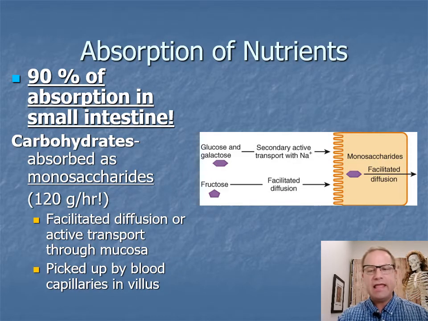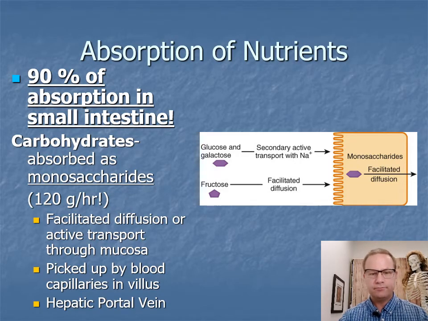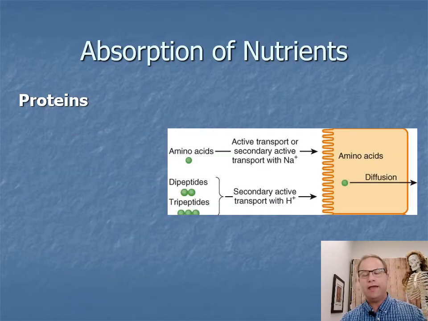And once it's on the other side of that absorptive cell, it's then going to be picked up by our blood capillaries. And once it's picked up by the capillaries, it's going to move towards the liver via our hepatic portal vein. Remember, the hepatic portal vein transports things between the capillary beds in the intestine into the capillary beds in the liver. Okay, let's talk about absorption of proteins.